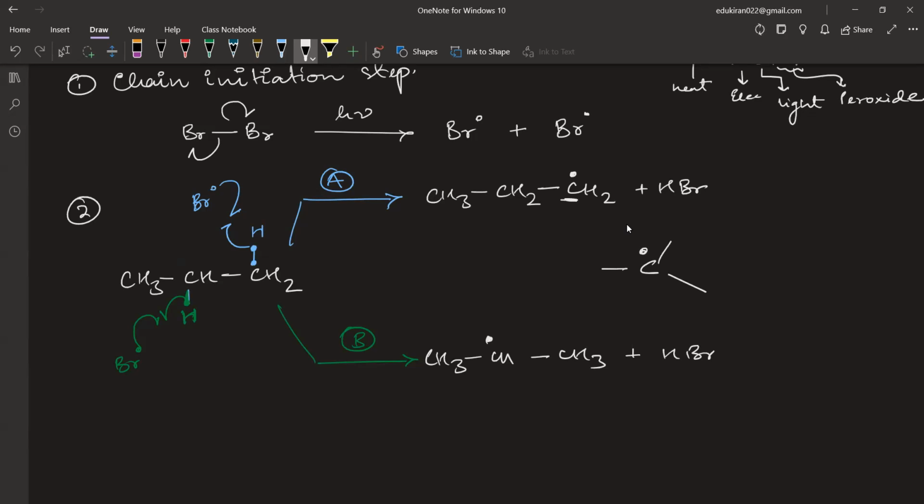This is the structure of carbon free radical. Yes or no, Mansi? Did you understand or not? Yes, sir. And who else did not understand? Please turn your mic on and say yes sir, no sir. Otherwise you will never understand. If you will not interact, you will not understand.